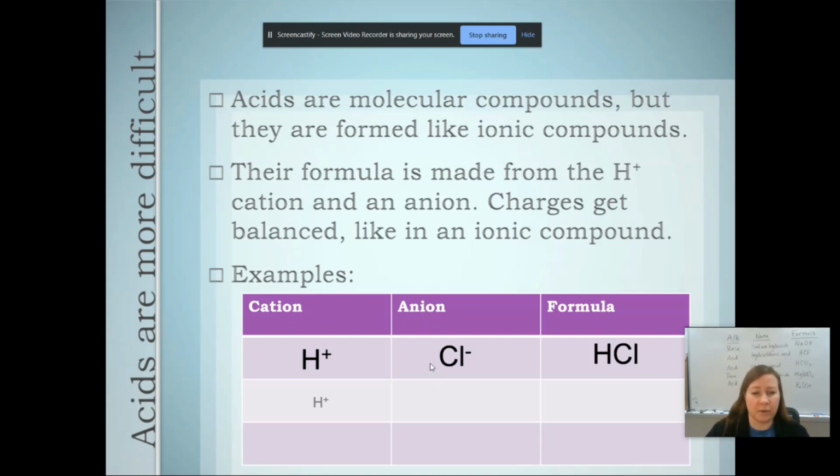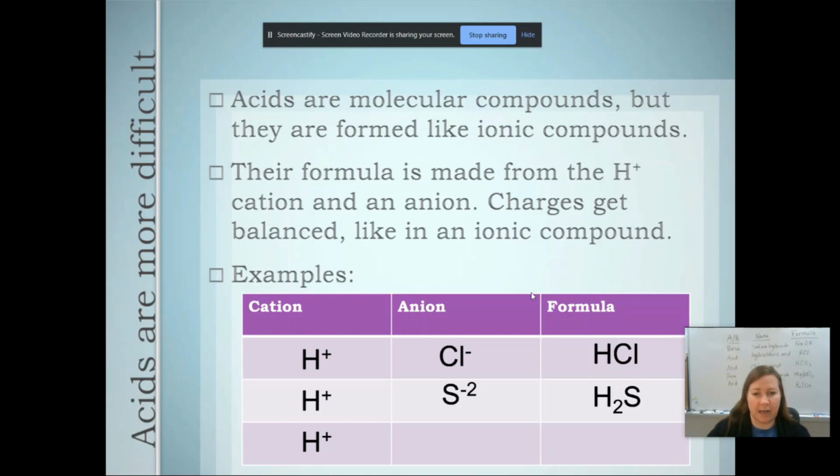In the next one, we've got H+ as our cation, of course. S2− for our anion. Sulfur is a negative 2 ion, of course. So to balance the charge here, we're going to need 2 hydrogens to go with 1 sulfur. So our formula will look like H2S.